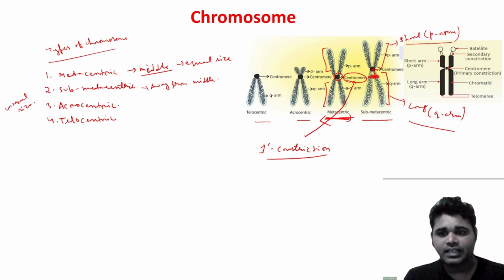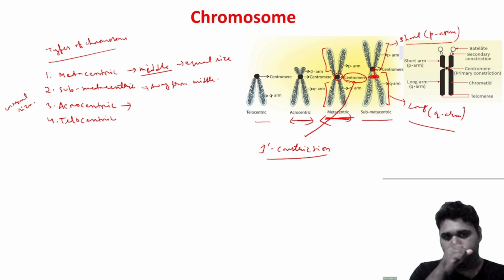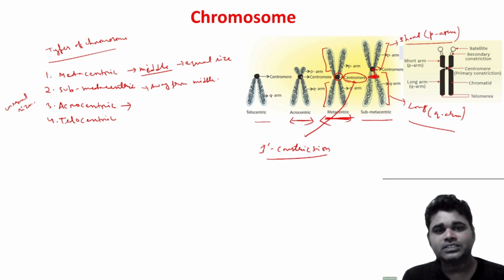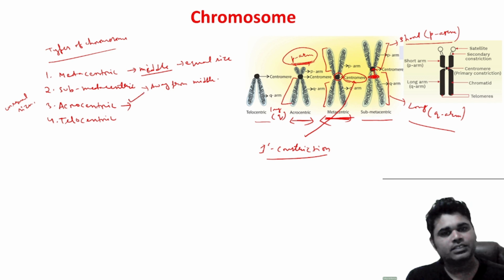Again, another is the acrocentric. This is the acrocentric. Acrocentric means now the centromere is displaced near the terminal part. This is the terminal part. So that means a very large arm, or the long arm, or Q arm is formed, and a very short arm, or the P arm, is formed due to the acrocentric chromosome.